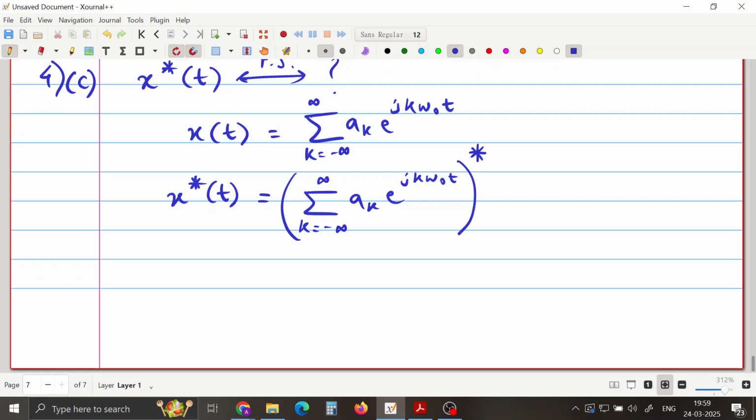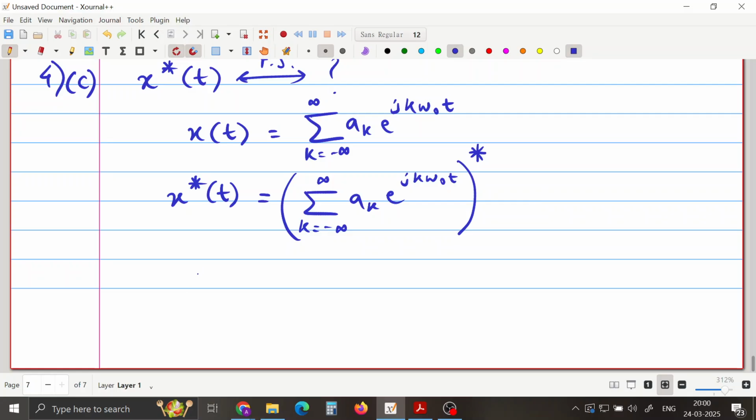Okay, now what I can do is, of course I can bring the summation outside. By virtue of linearity, I can simply take the summation outside. And other than that, I have a product of two complex numbers. Why complex numbers? Because e power jk omega naught t is a complex exponential, and ak, which is our Fourier series coefficient, can be in general a complex quantity. So I have a product of two complex numbers and I'm taking the whole conjugate of that. So that will give me the product of their individual complex conjugates, right?